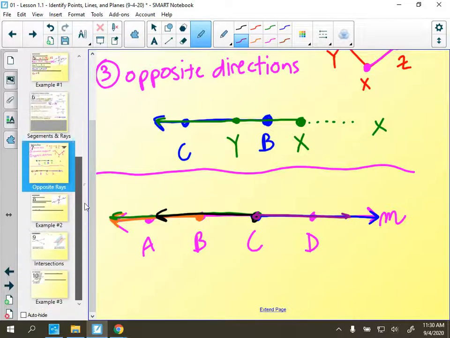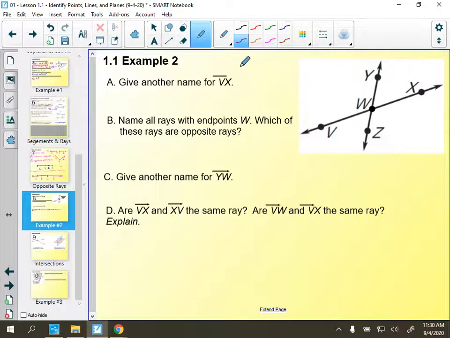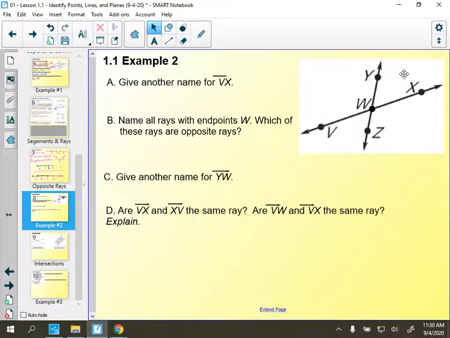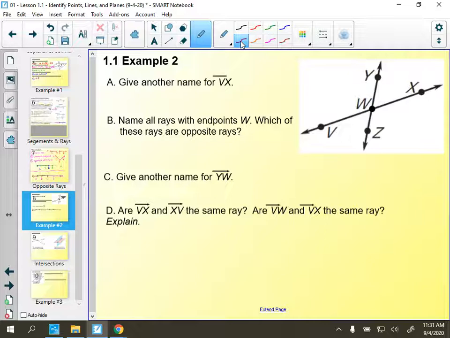Let's look at an example again, applying some of those concepts. It still really comes down to naming some of these different figures. So again, we've got our figure. I've just got a couple lines. Looks like they're crossing here at this point W. First direction is asking us to give another name for, here I'm paying attention to my symbols, segment VX. So let's highlight it here. I like to know what I'm talking about. Where is segment VX? It's only from right here to right there. So I'm not talking about anything beyond out here or out here. It's just this section from V to X.